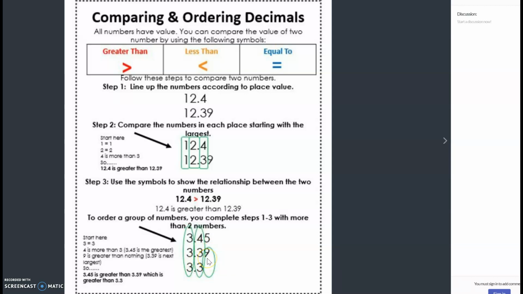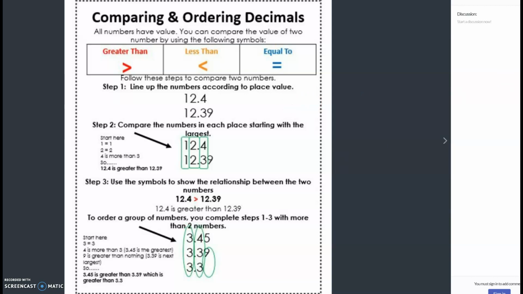So then my next largest number would be 3 and 39 hundredths, and then the smallest would be 3 and 3/10. Okay, so the order would be 3 and 45 hundredths is greater than 3 and 39 hundredths, which is greater than 3 and 3/10. Okay, so keep this information in mind. You are welcome to come back to this video if you are having trouble remembering.